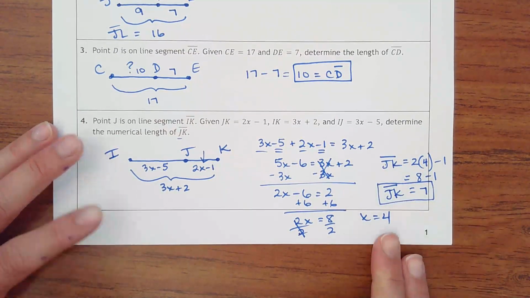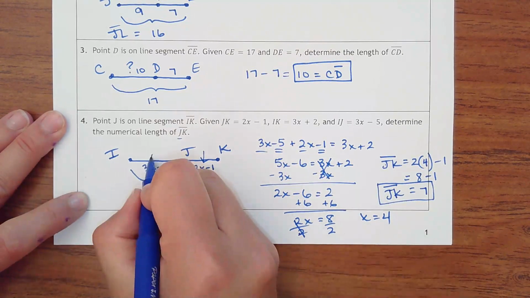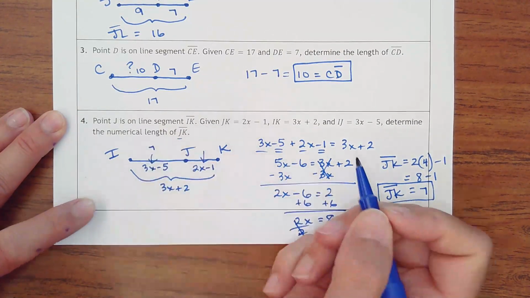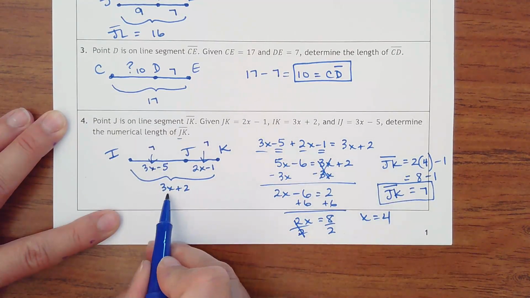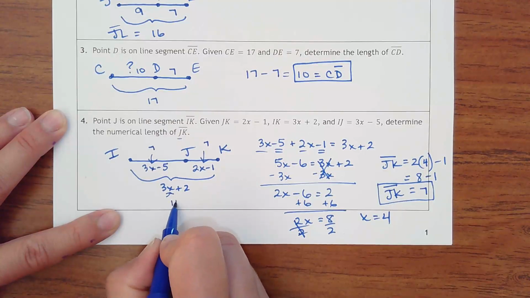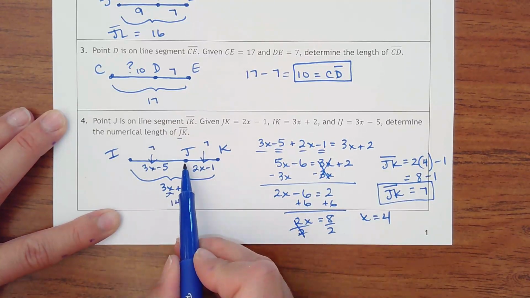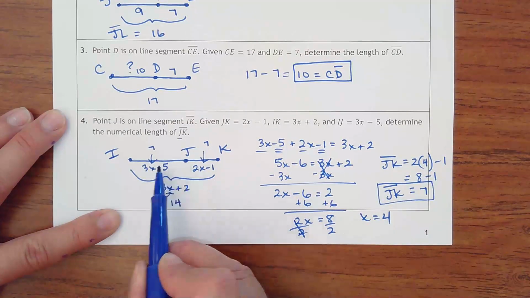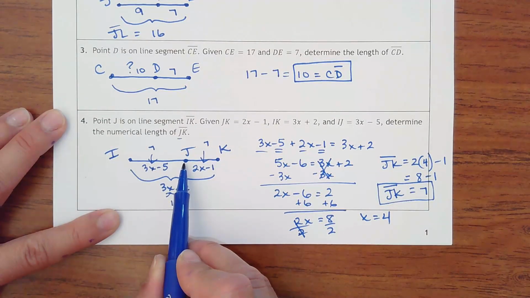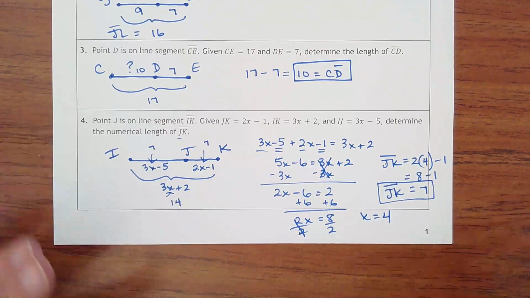Okay, I want to show you why this works. I could also plug 4 in here. 3 times 4 is 12. 12 minus 5 is 7. And then 3 times 4 is 12. 12 plus 2 is 14. So actually, J would be a midpoint. I could prove that because this side is 7, this side is 7, which splits it in half, and 7 plus 7 makes 14. So it all checks out.